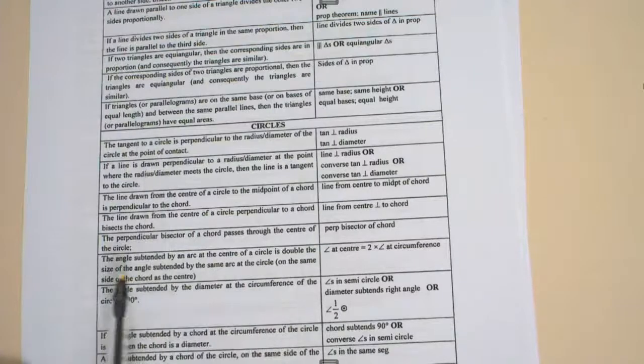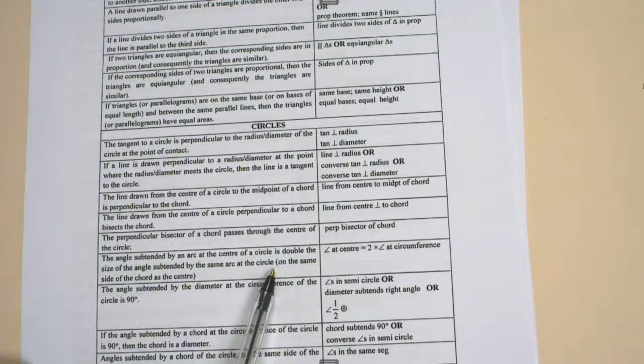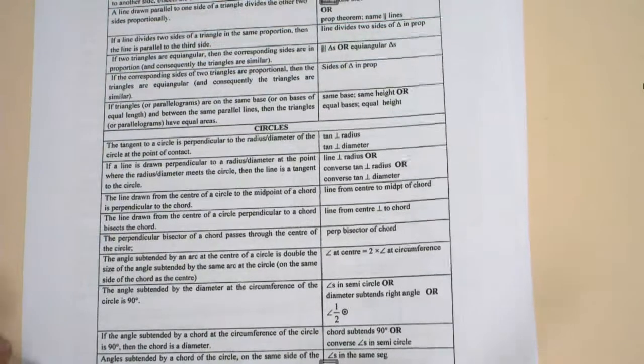Or an angle subtended by an arc at the center of a circle is double the angle subtended by the same arc at the circumference of a circle. We can say angle at the center is 2 times the angle at the circumference.